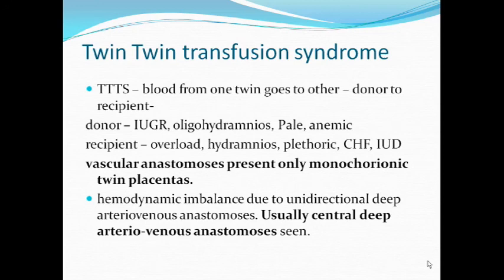And this is because of vascular anastomosis, which is present only in the monochorionic twin placenta. Here the hemodynamic imbalance is due to unidirectional deep arteriovenous anastomosis. Here the type of anastomosis is central deep arteriovenous anastomosis.